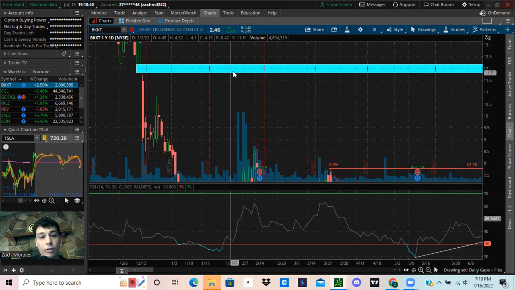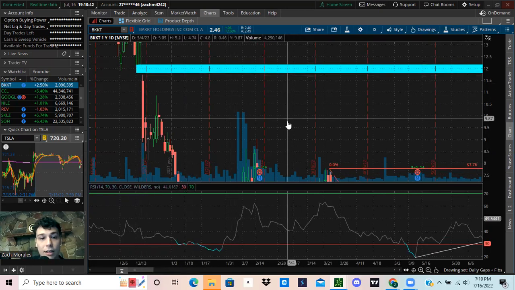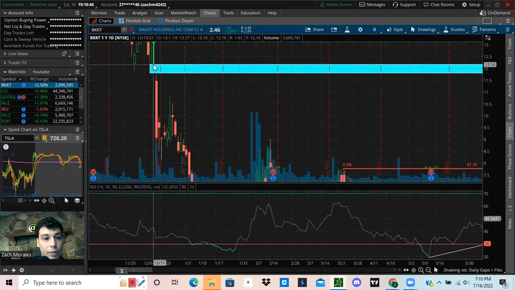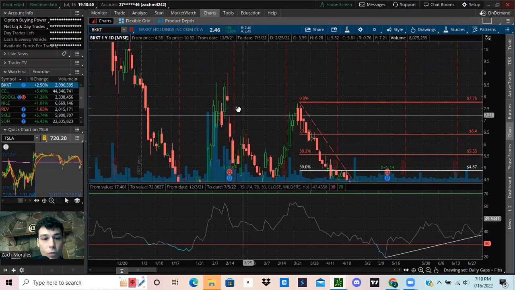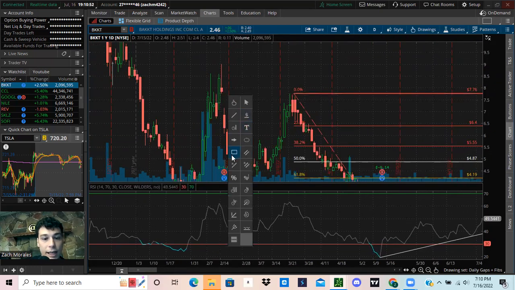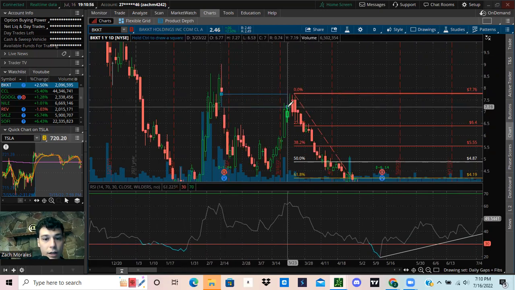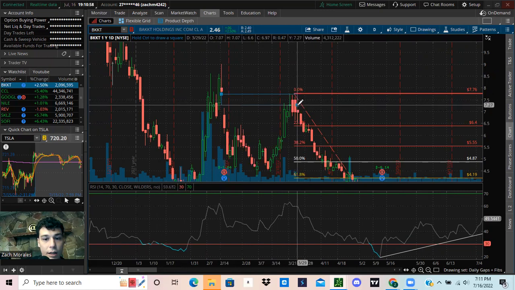And now, if you don't believe me about the gaps filling 90 to 95% of the time, here's a great example. We have a gap from this candle to this candle. That's where the box comes from. Look at the big gap here that got filled. We have a big gap from this candlestick down to this candlestick. We extend it and we can see it got filled.